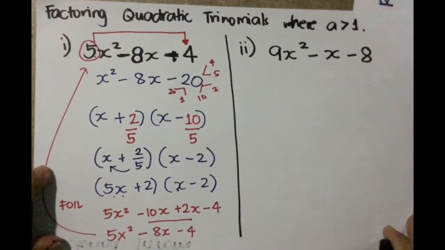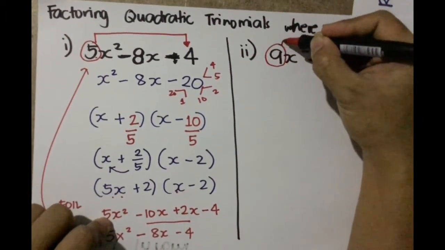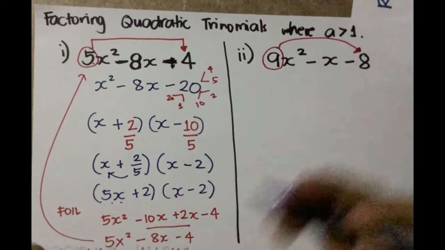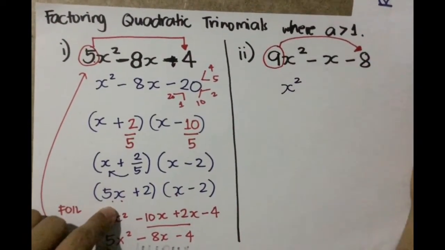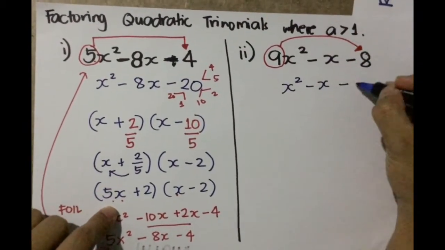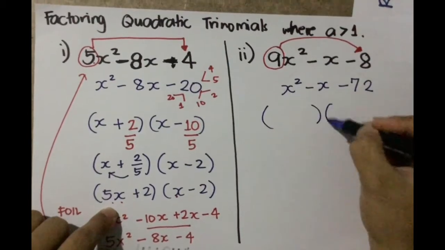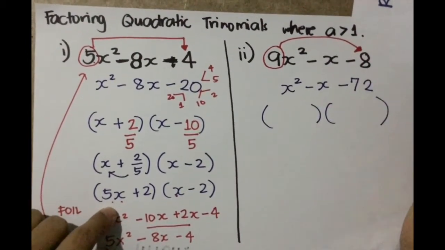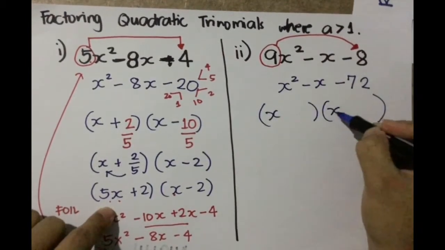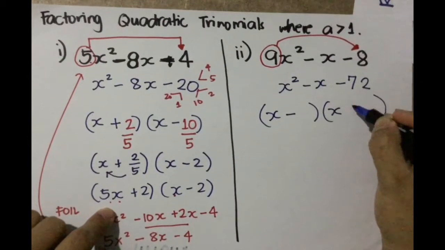Now let's try that again. What's the first step? The first step is multiplying the leading coefficient to the last term. Okay? Removing the leading coefficient and making it equal to 1. So x squared minus x minus 9 times 8 is 72. Now all you have to do is to factor normally, factoring a quadratic trinomial. And then the factors of x squared will be x and x. Now look, the last term is negative, which means that the signs of the factors are different.